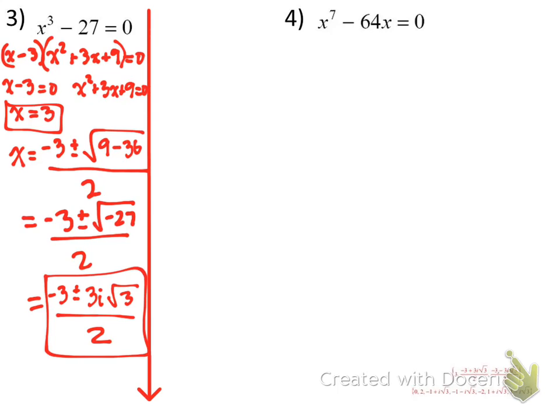Factor out a what? Okay, so let's factor out an x first. So it's going to be x to the 6th minus 64. If I look at problem number 2 from your notes earlier, what was the next thing we were looking at? Problem number 2. Look at your number 2.